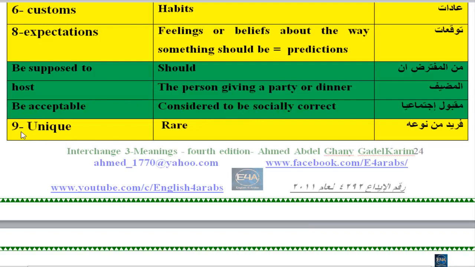9. Words of exercise number 9. Unique. Rare. Unusual.